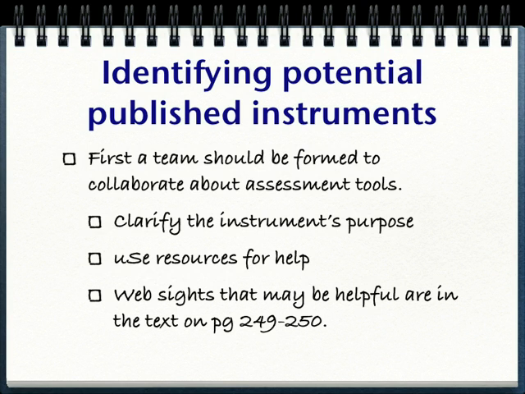To identify a potential published instrument, the text first suggests that you collaborate with faculty and staff and review the decision-making process. This will give you a good quality decision about what it is you want to use the assessment for and how you're going to use the results. The text provides a couple of internet websites that you can go to that will give critical reviews and citations. It also suggests that you just use an internet search engine such as Google to identify potential instruments.